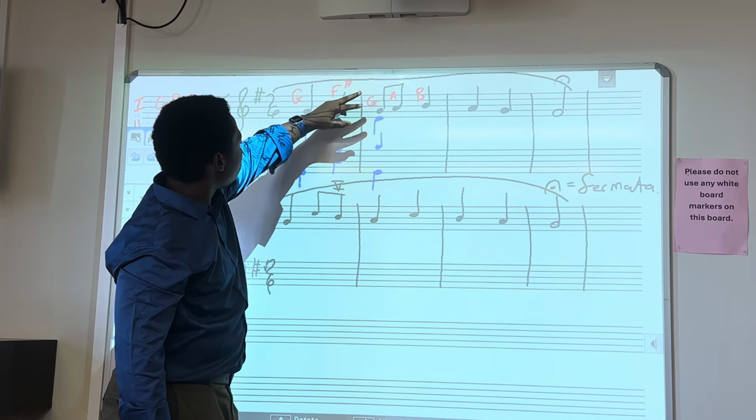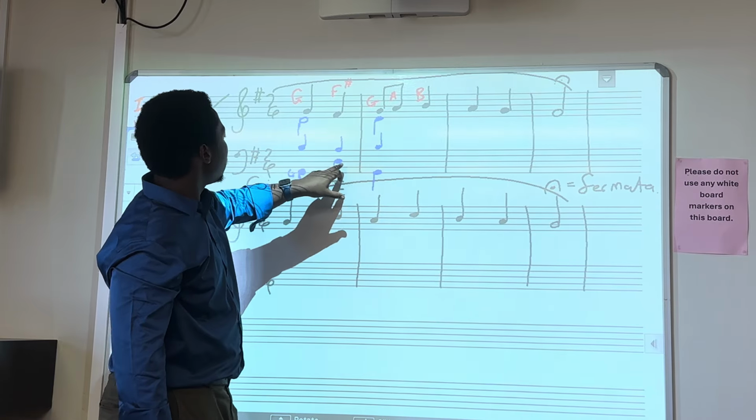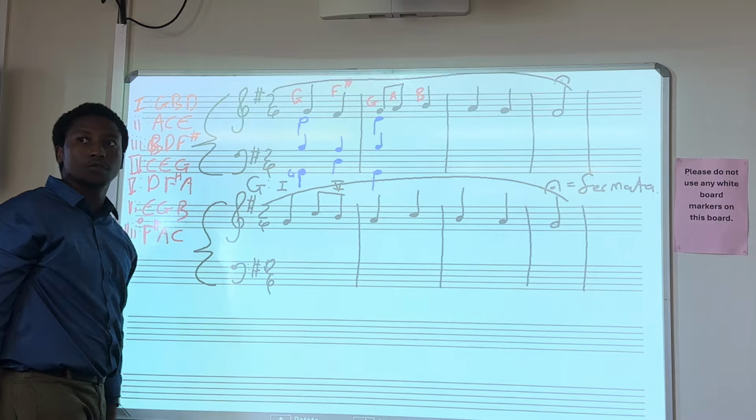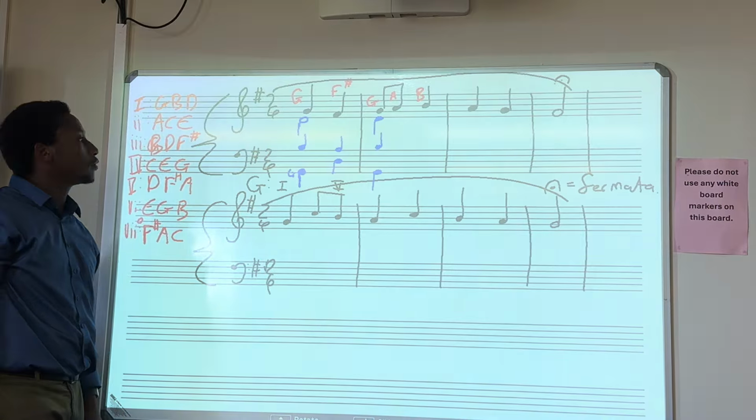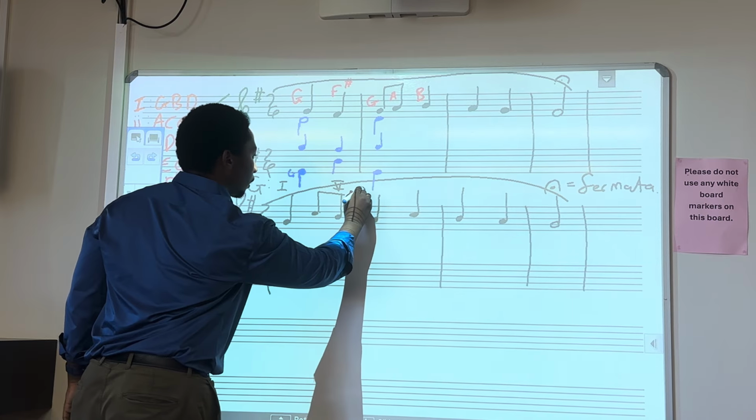Checking my voice can go up, it's fine. D to D still the same. A to B, D to G. No issues. I'm happy with that. Then you indicate that it's chord 1.